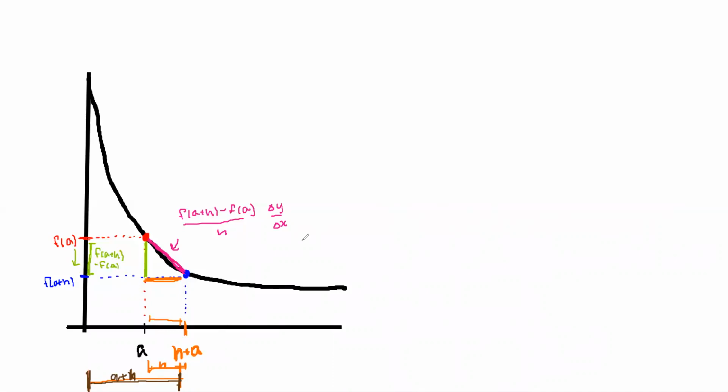We know this number will be negative because f of a is greater than f of a plus h. That makes sense because as x increases, we're moving down. So these are all of the parts A through F, marking on the graph where things are.